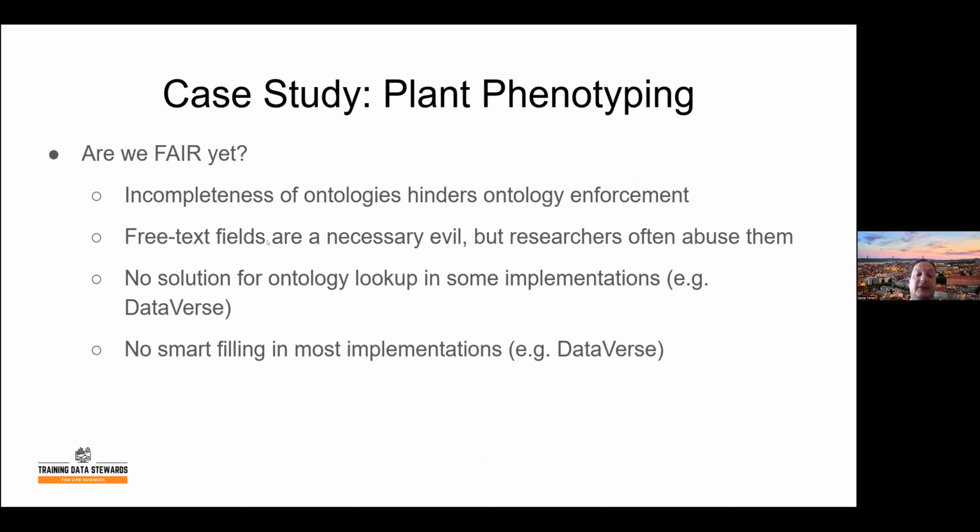Ontology lookup, so facilitating the task for the user of finding ontology terms to describe their data set, is not enabled in many of the implementations. For example, Dataverse does not have this facility. And in most implementations, there is also no smart filling. So if you have to fill in the same information multiple times, for example, if you have different studies inside an investigation that have the exact same plant species, you have to fill the plant species n times by hand, whereas a smart interface would enable the reuse of this.